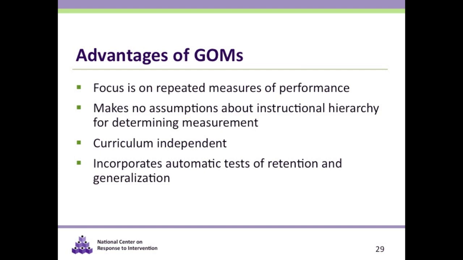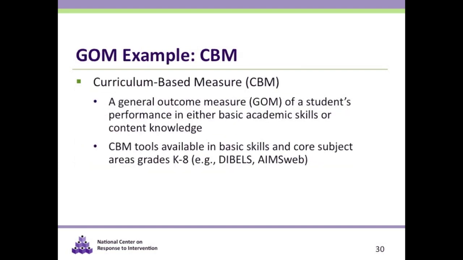The point here is not to say that practitioners should always use a general outcome measure or a mastery measure, but it is important to think about how these measures differ and how they may be better for different objectives. For screening purposes, general outcome measures should always be used because GOMs work better to fulfill the objectives of a screening instrument. For an example of a general outcome measure, we should think about a curriculum-based measure.